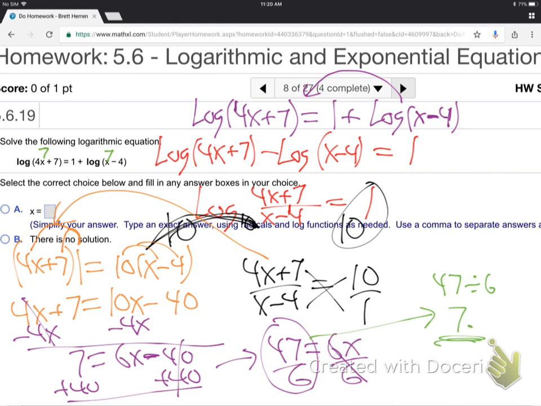Was that too quick? You see what I did? I took my answer, 47 over 6. I can't really think of it very well like a fraction. So I just divide it on my calculator, get 7 point whatever. And I go back and I put in the 7 for x here. 4 times 7, 28, plus 7, it's not negative. Put in 7 here. 7 minus 4, it's not negative. So it's good. As long as it's not negative, not 0, it's good.